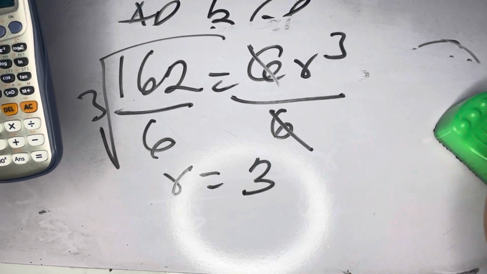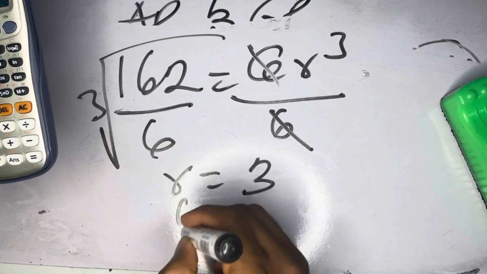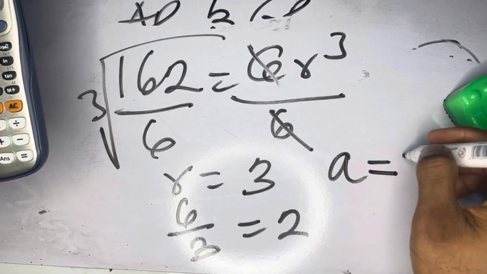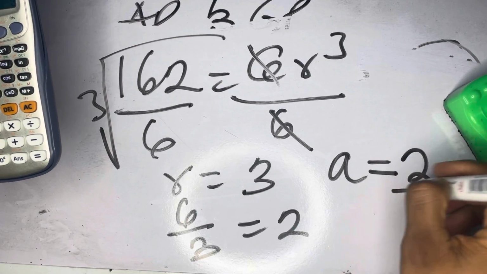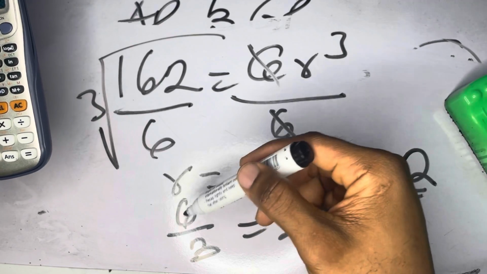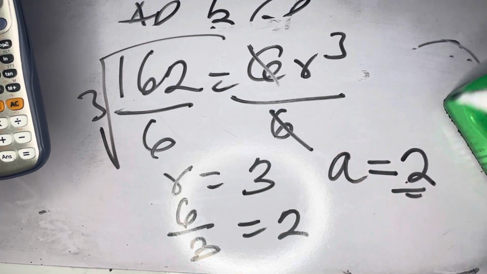So if R is equal to 3, 6 divided by 3 will give you 2. It means that your first term A will be equal to 2, because if this is R, the common ratio is 3.